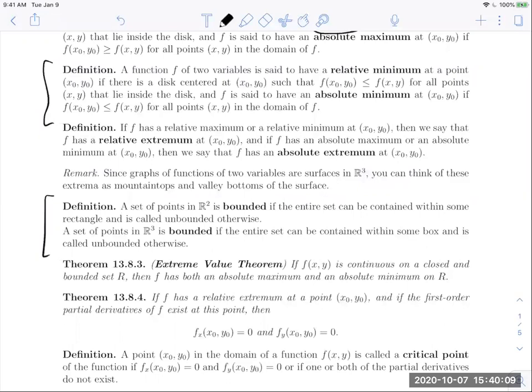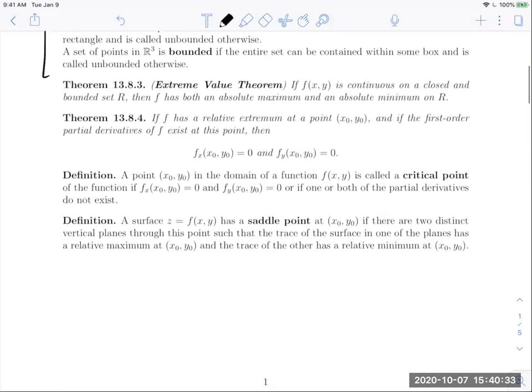So the analogy in Calc 1 of single variable functions is an open interval versus a closed interval. Now we're talking about bounded sets and unbounded sets. And we can extend this into 3 dimensions. A set of points in R3 is bounded if the entire set can be contained within some box and is called unbounded otherwise. All right, so this brings us to the extreme value theorem.